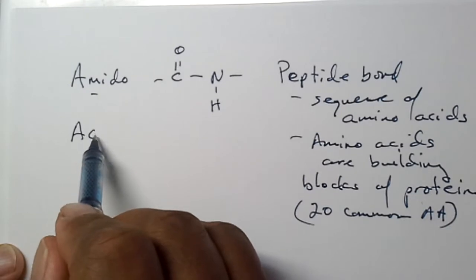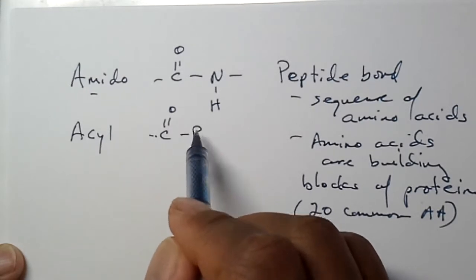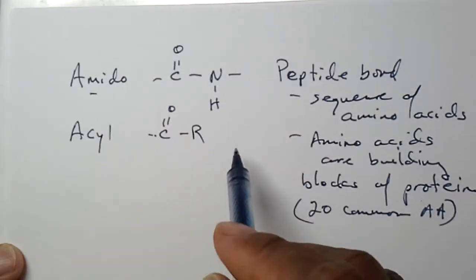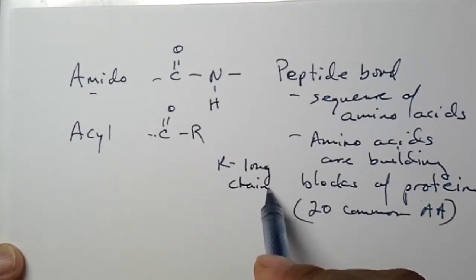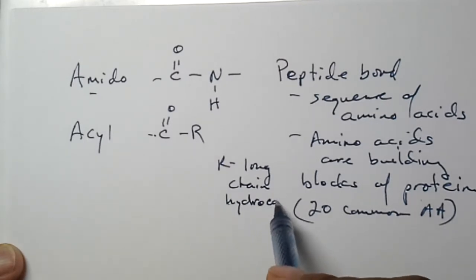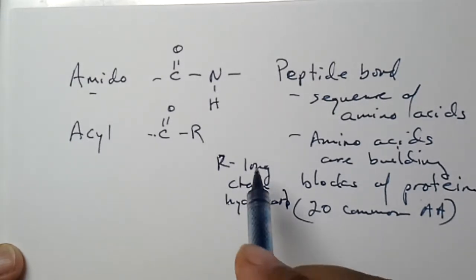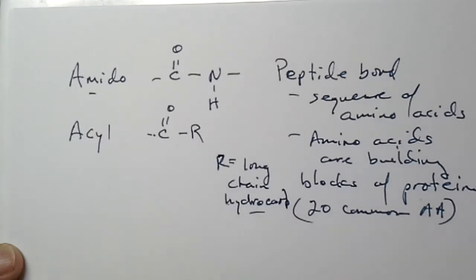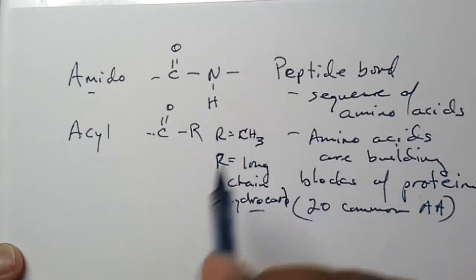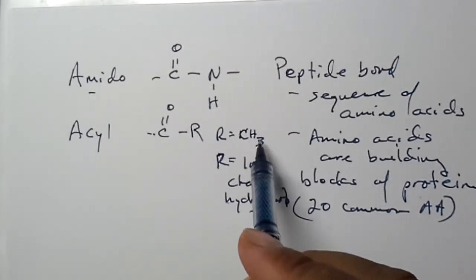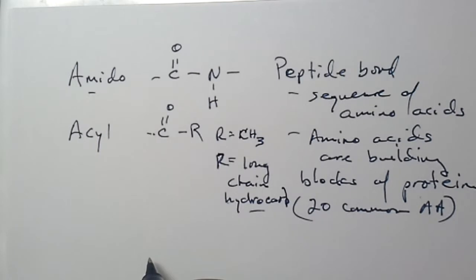Another important functional group is the acyl group, which consists of a carbonyl and some functional group R. R usually is a long chain hydrocarbon. Okay, and we talked about our long chain hydrocarbons, but that's what R would equal, long or short. R could be a methyl group, or it could be ethyl, 2 carbons, propyl, 3 carbons, butyl, 4 carbons, and so forth.